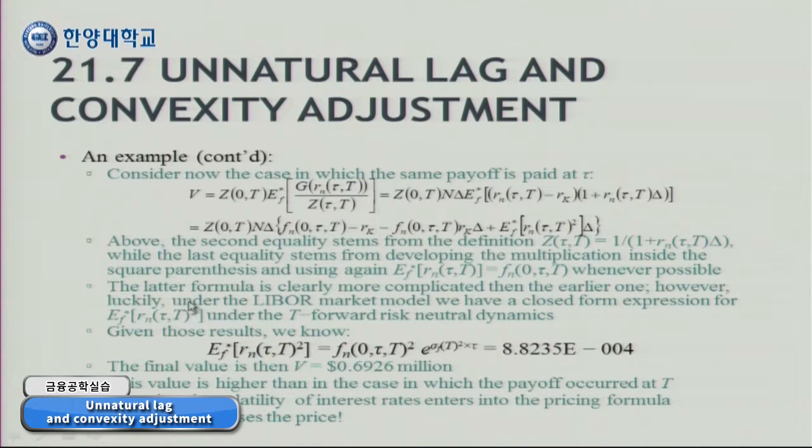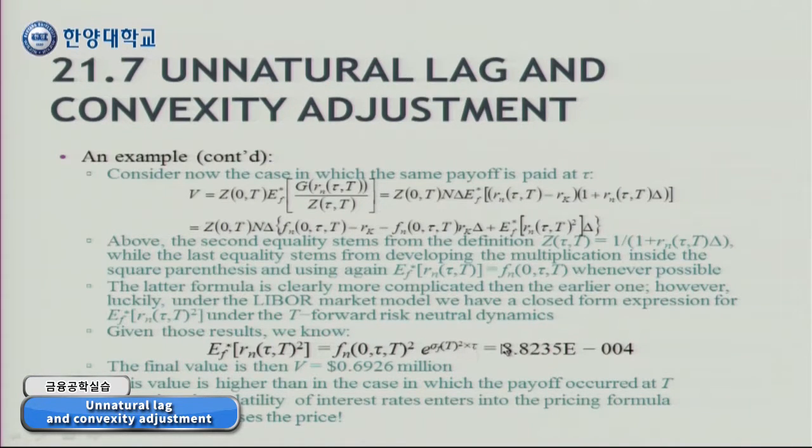However, luckily, under the LIBOR market model, we have a closed form expression for this one under T for the risk neutral dynamics. If we use the LIBOR market model, we have this one, because in the LIBOR market model, the rate follows a log normal distribution. The square of a log normal distribution is also easy to calculate. And given the result, if we believe the LIBOR market model, this one looks like this, so we have the value.